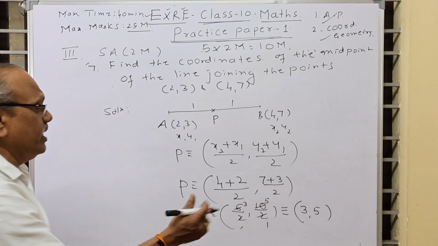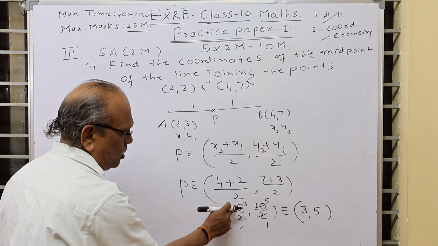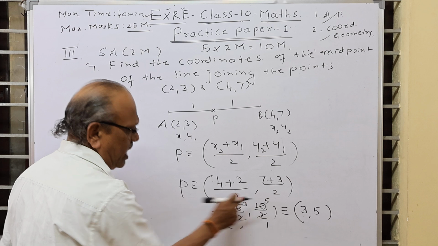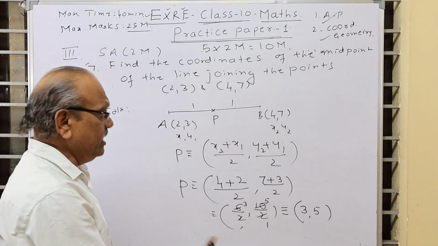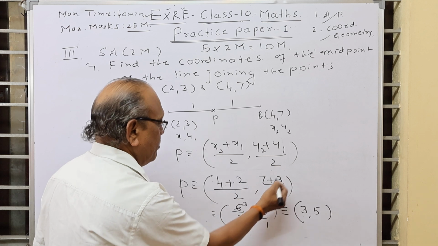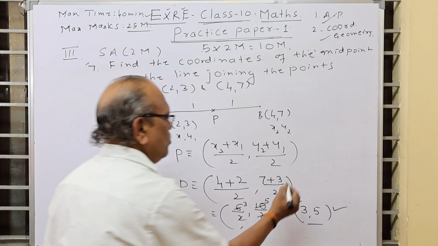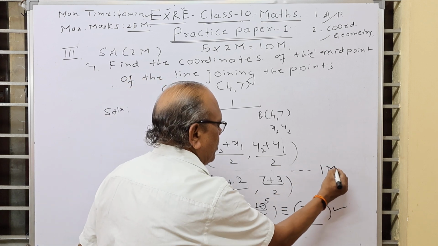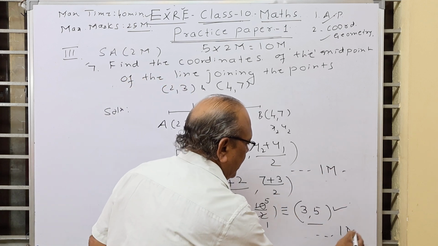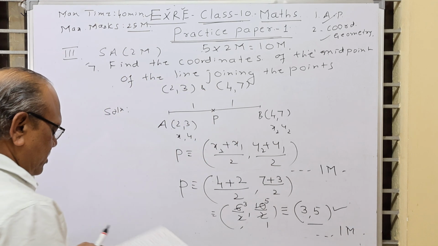Check it again before you continue. x2 plus x1, 4 plus 2, 6 upon 2, 2 3s are 6. Have this habit of rechecking before you continue with the next problem. See here, 7 plus 3 is 10 upon 2, 2 5s are 10. Yes, the answer is correct. You can score good, full marks. For writing the formula and substitution, you get 1 mark. For the remaining simplification, you will get 1 mark. And that is the 7th problem.